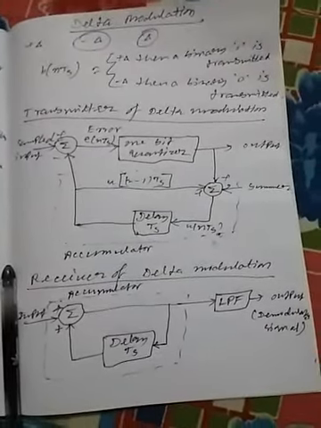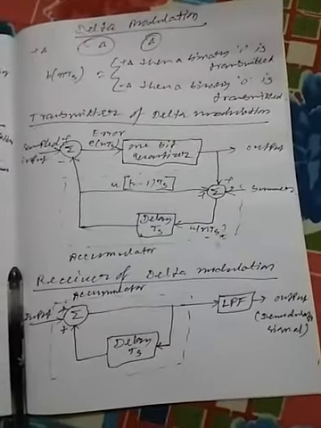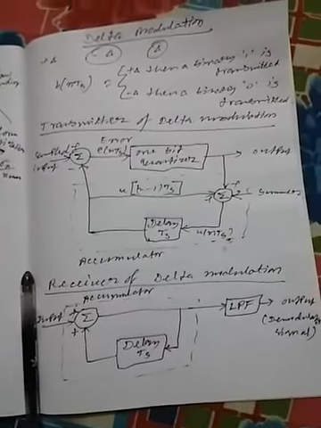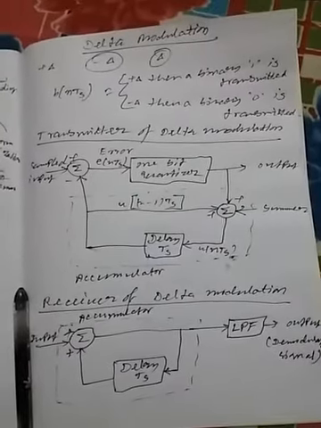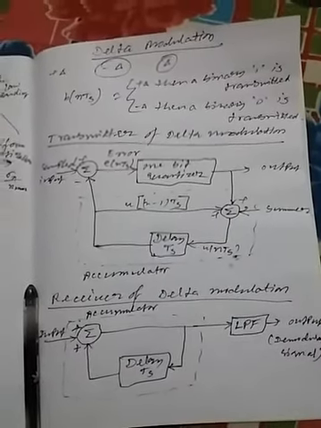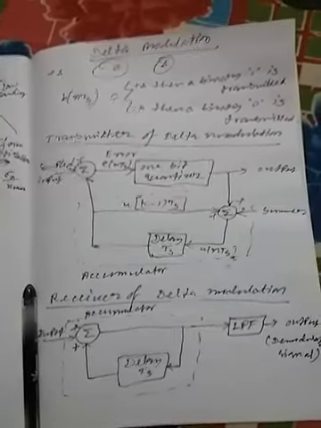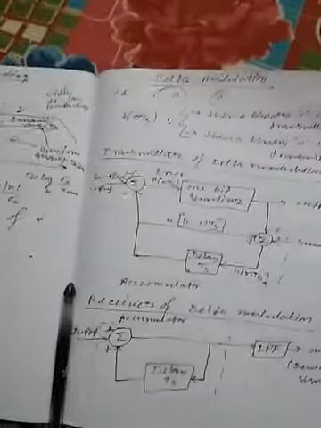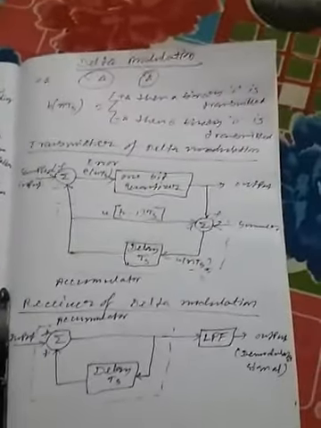Now, what are the drawbacks of delta modulation? Delta modulation has two major drawbacks: slope overload distortion, and another one is granular or idling noise. These are the disadvantages.